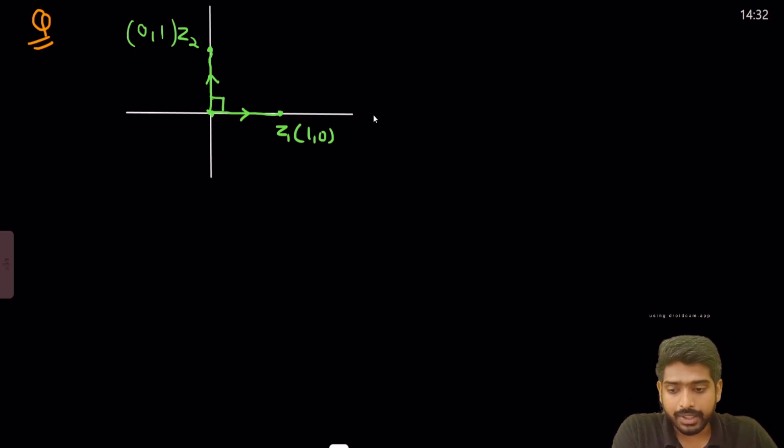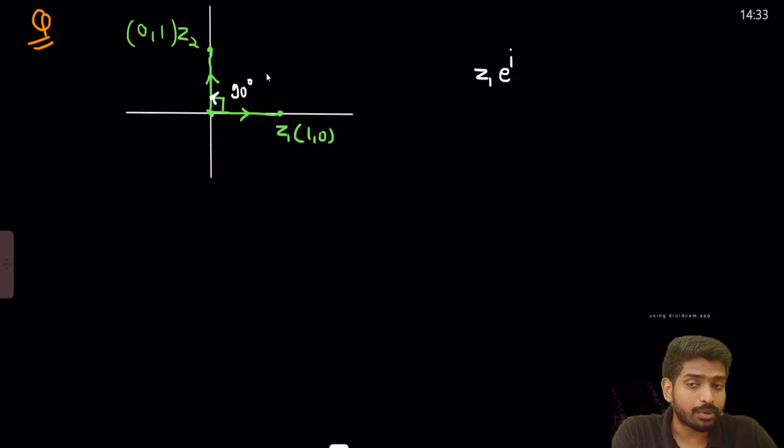See, from z1 we have to make the z2 vector, right? So tell me the angle between both the vectors. The angle between both the vectors is 90 degrees. From this z1 vector, if I want to make the z2 vector, I have to rotate the z1 vector by 90 degrees in the anti-clockwise direction. Got it? So I'll multiply the z1 vector with the rotating factor, which is e to the power i theta. And with what angle do I want to rotate? With 90 degrees. So I'll multiply by e to the power iota pi by 2 to make z2. Now let's check what comes out.